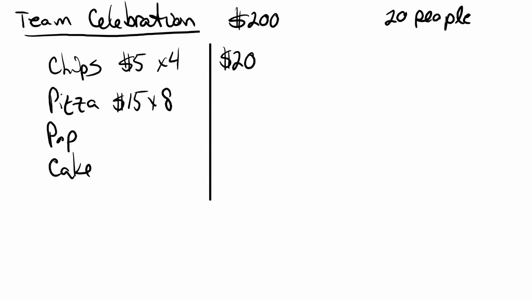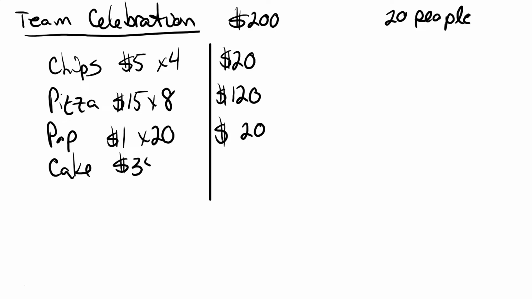So we've got 15 times 8. Let's see, 2 times 15 is 30. 4 times 15 is 60. That means 8 times 15 is 120. Now the pop, let's assume that we can buy them in bulk and we'll get enough so that each pop costs us $1. And we need 20 of those, so that's another $20. And the cake, let's try to get a nice cake and say that's going to be $35. Adding it all up, we've got 35 and 20 makes 55, and 120 makes 175, plus another 20 is $195.